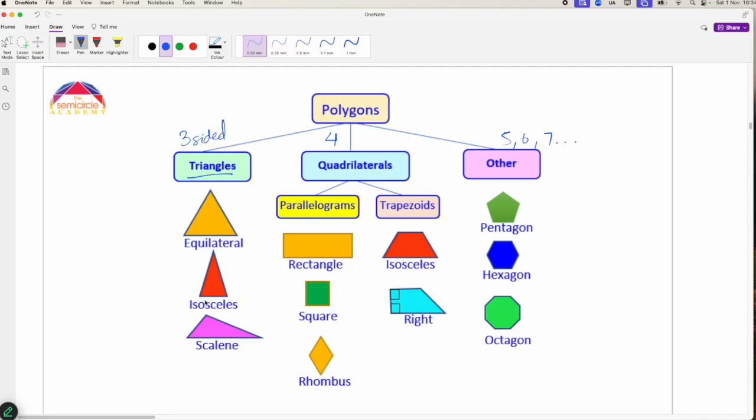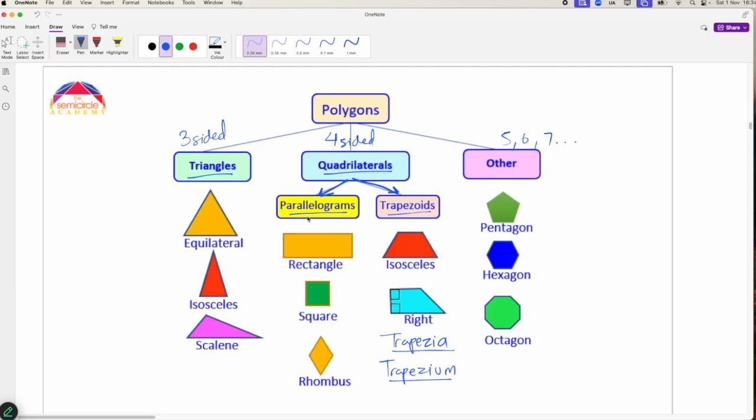And then we have the 4-sided polygons, which are called quadrilaterals. And of the quadrilaterals, we have 2 types. You can see we have parallelograms. There's one type of quadrilateral. And the other type is the trapezoids or trapezia. And that is plural, by the way. Trapezium is singular.